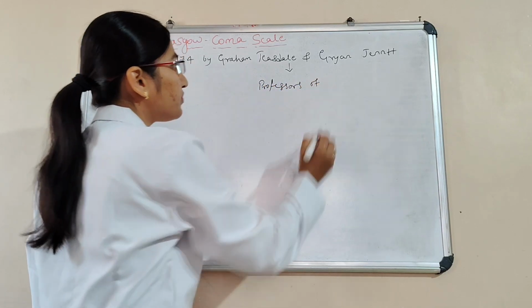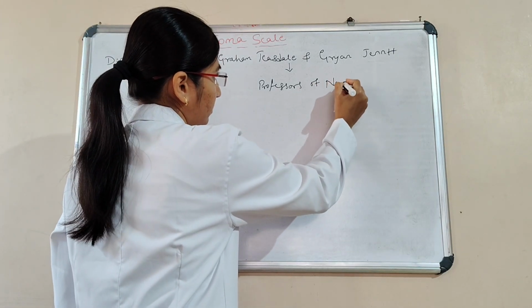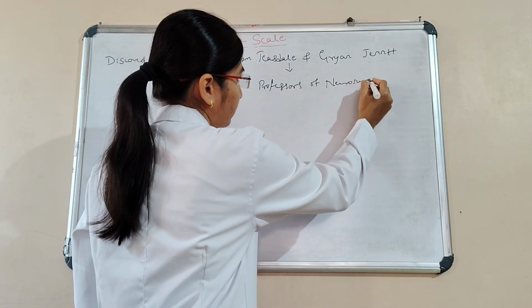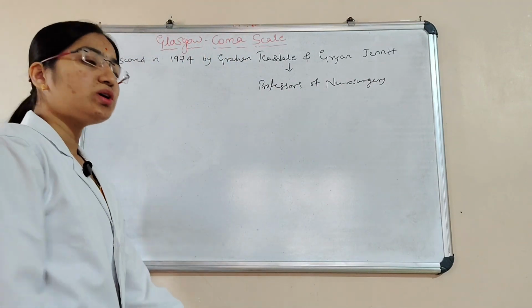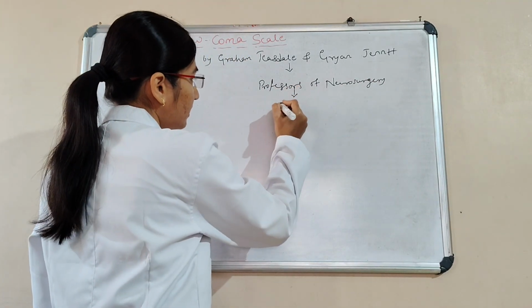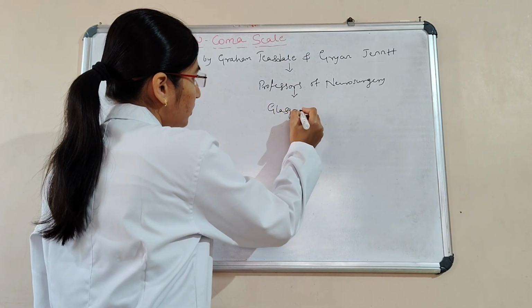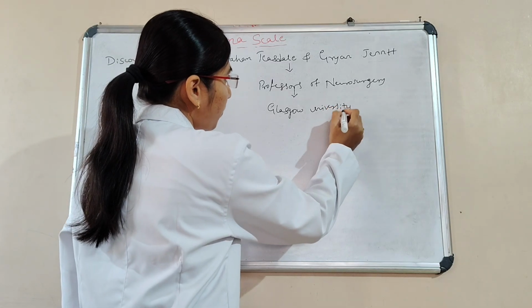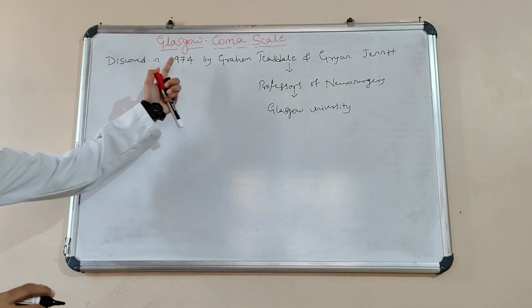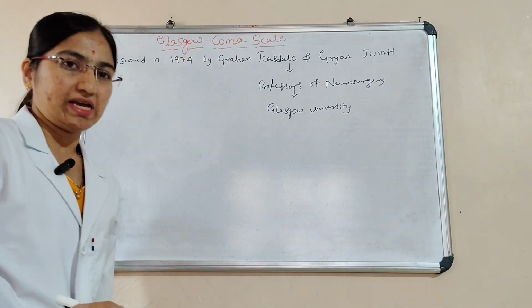Professors of neurosurgery in Glasgow University. That's why this scale is called by this name, Glasgow Coma Scale.